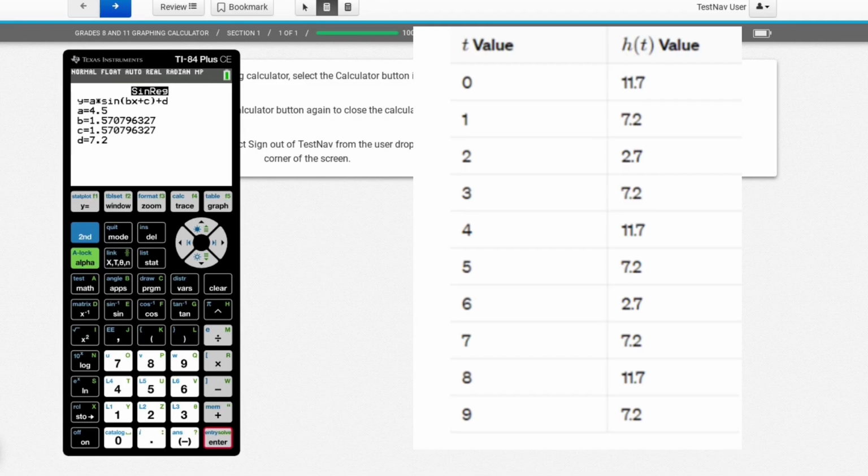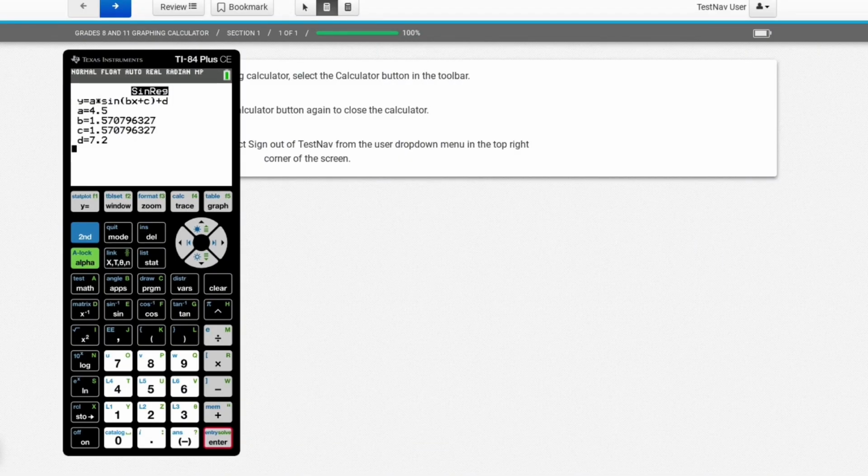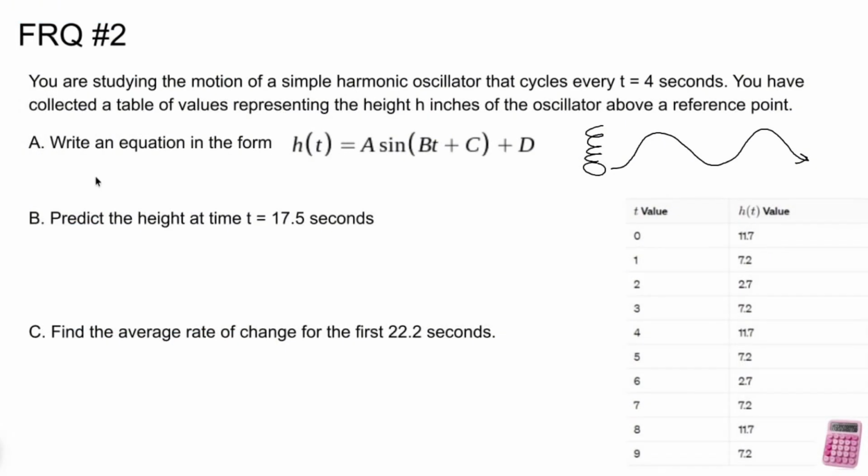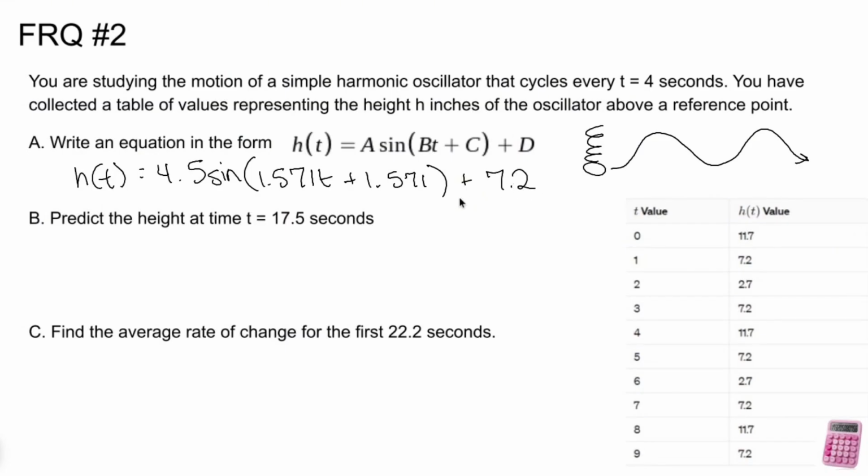Okay, so we have 4.5, 1.571, 1.571, and 7.2. So let's go off to the side and write that out. All right, so we ended up with h of t equals 4.5 sine, parentheses, 1.571 t plus 1.571, close the parentheses, and then plus 7.2.